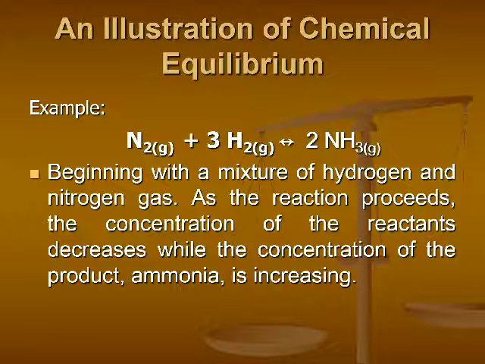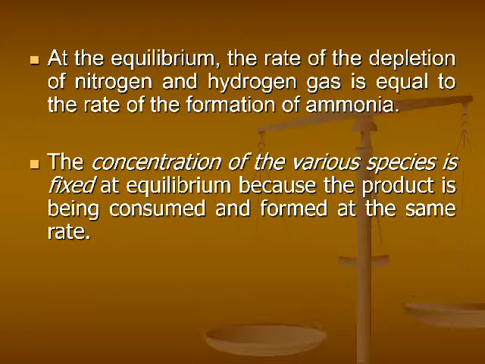Here is a clear illustration of chemical equilibrium. Beginning with a mixture of hydrogen and nitrogen gas, the rate of the reaction is initially rapid because the concentration is very high. As the reaction proceeds, the concentration of the reactants decreases while the concentration of the product, which is ammonia, increases. At equilibrium, the rate of depletion of nitrogen and hydrogen gas is equal to the rate of formation of ammonia, and thus the rates of the forward and reverse reactions are equal.